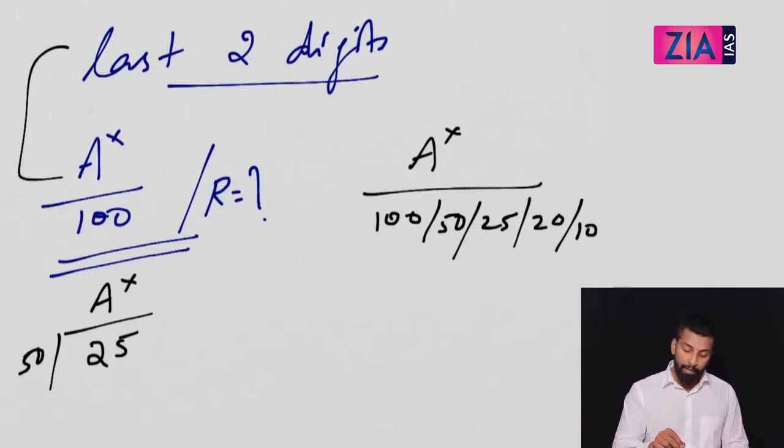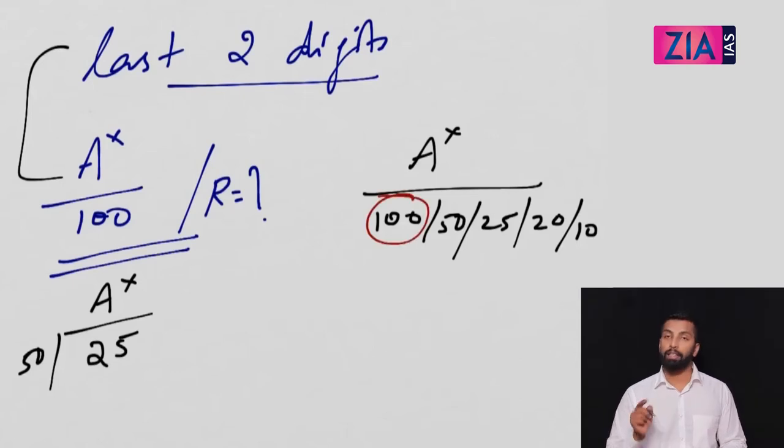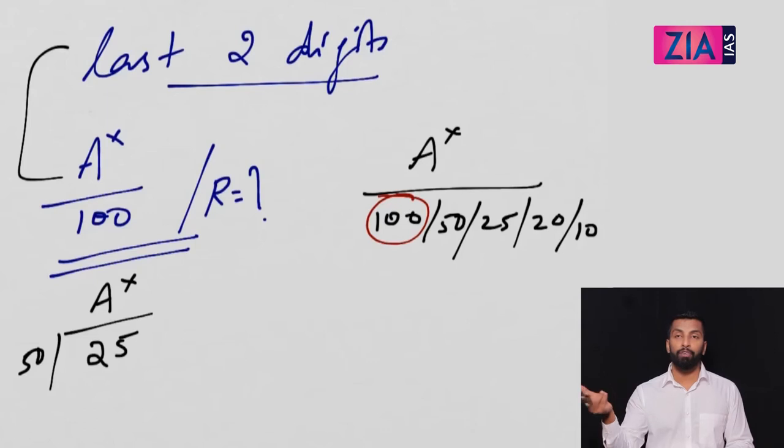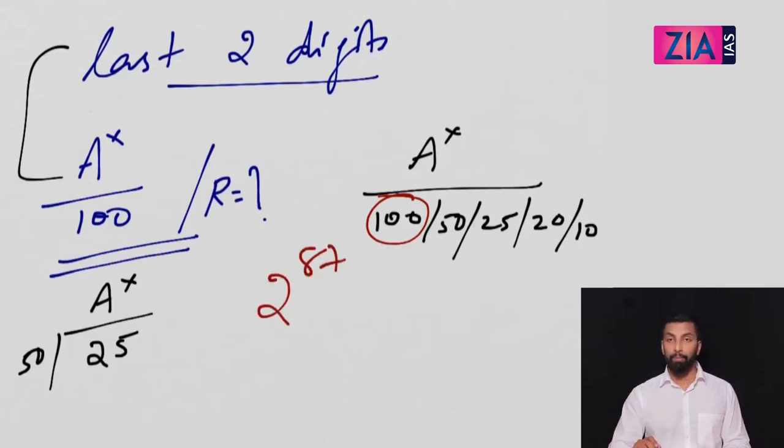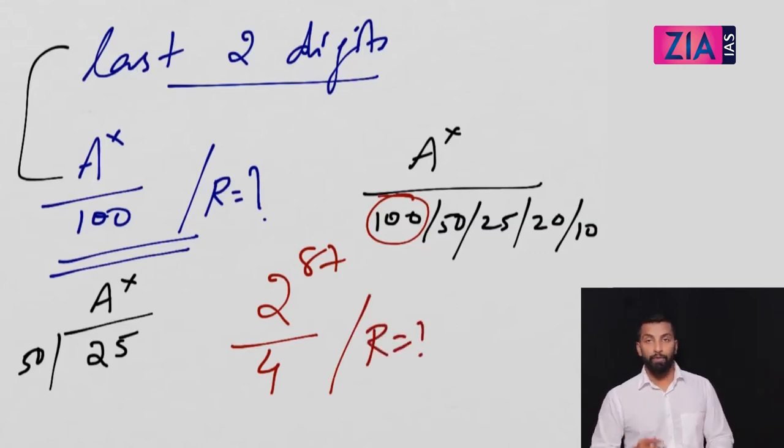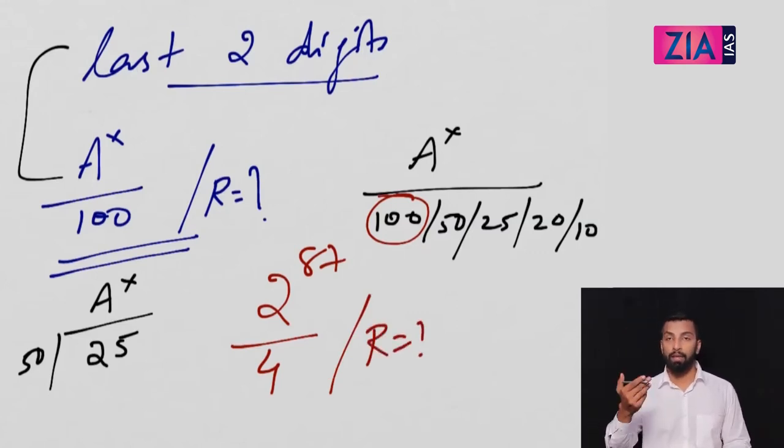Because all these are the factors of 100. So divisibility by these numbers depends on the last 2 digits, right? If I give you a bigger number, like 2 raised to 87, and ask what the remainder is when divided by 4, then if I know the last 2 digits, I can get it, because divisibility by 4 depends on the last 2 digits, right?